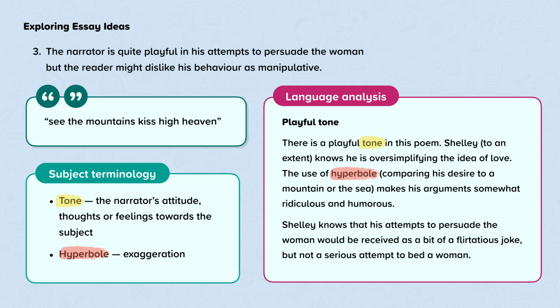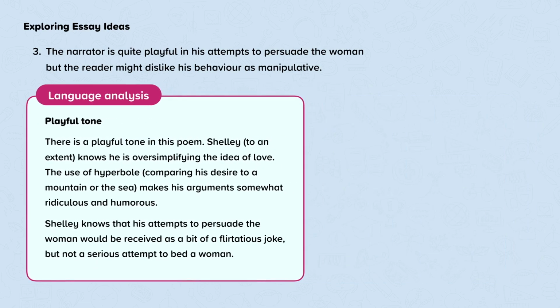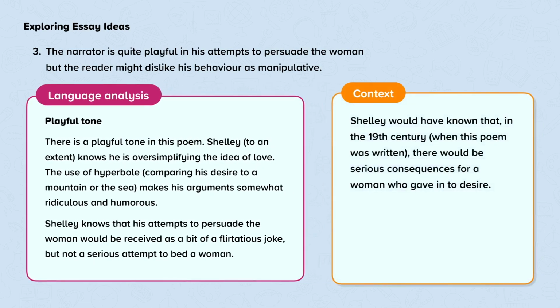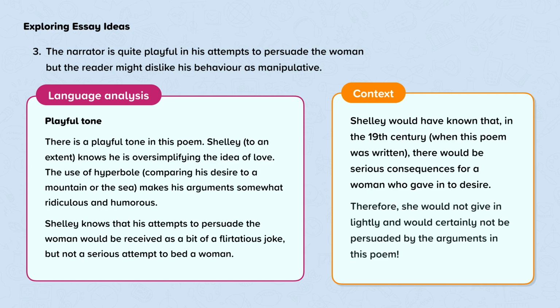Let's link this language analysis to some context. Shelley would have known that in the 19th century, which is when this poem was written, there would be serious consequences for a woman who gave in to desire. Therefore, she would not give in lightly and would certainly not be persuaded by the arguments in the poem.